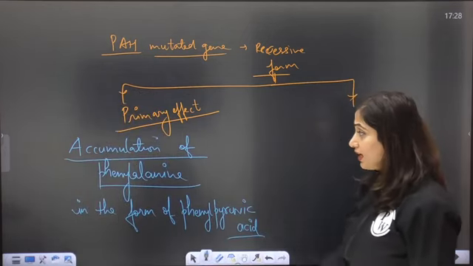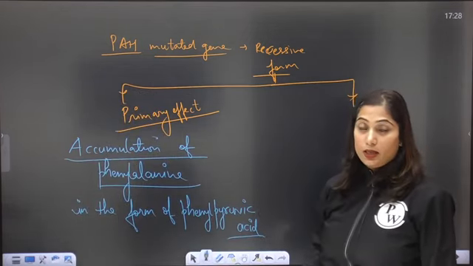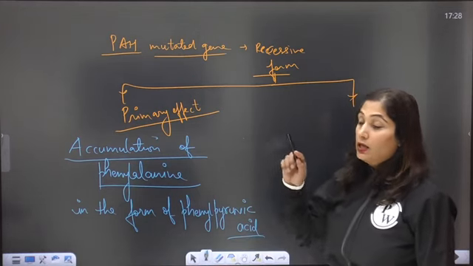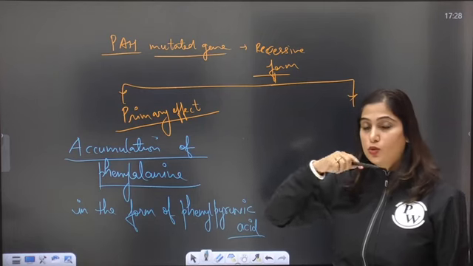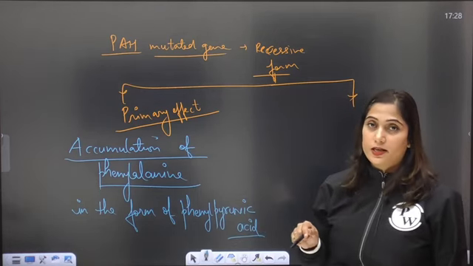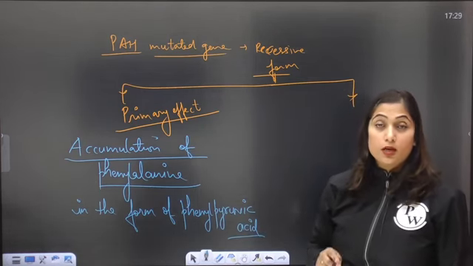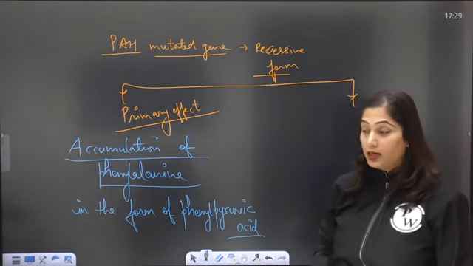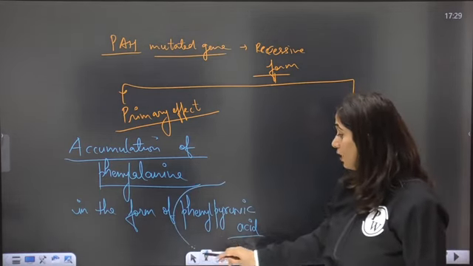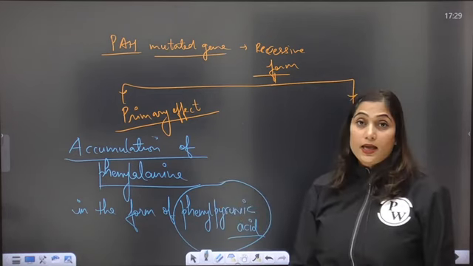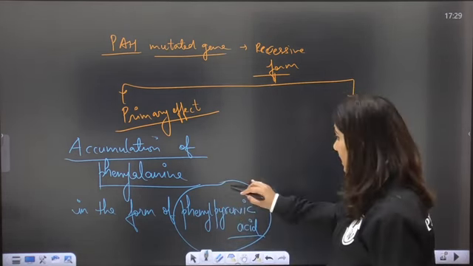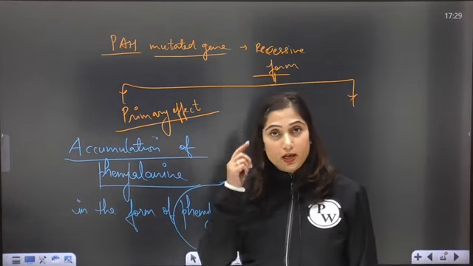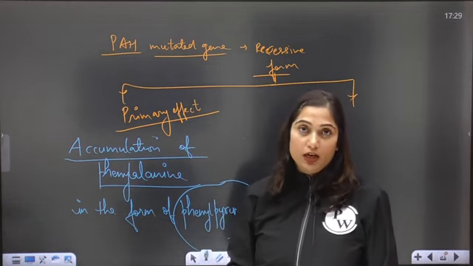So generally, phenylalanine is converted into tyrosine, but in this disease, because the gene forming this enzyme is recessive, no enzyme will be formed. Phenylalanine will not be converted into tyrosine, but it will be accumulated in the form of phenylpyruvic acid, and this can be detected in the urine also. And when this gets accumulated in neurons, it becomes fatal.